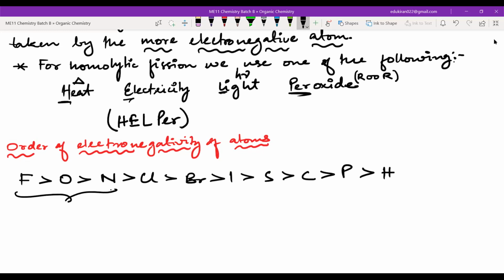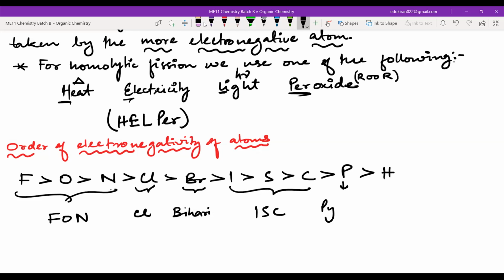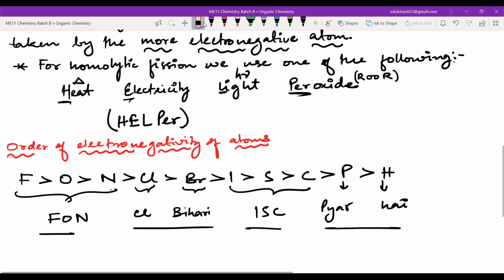Remember this as: Phone kal Bihari, Ishq pyar hai. Ishq is pyar, right? So you try to memorize this sentence. Phone kal Bihari, Ishq pyar hai. Say it 10 times, then you will remember the order of electronegativity.